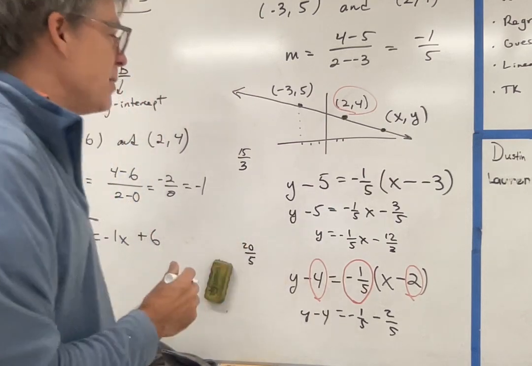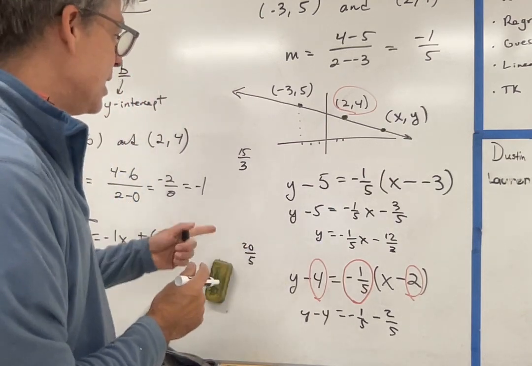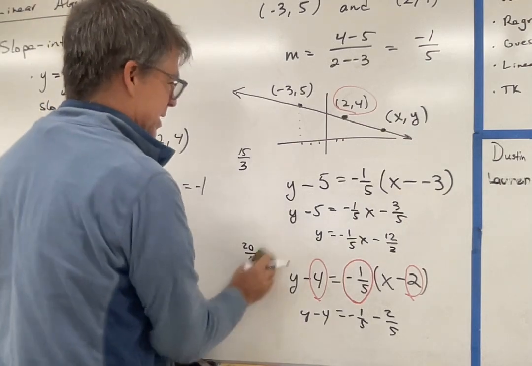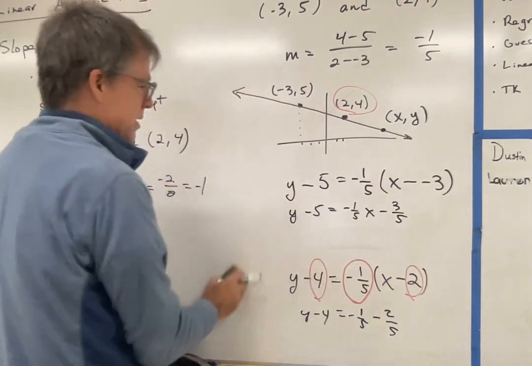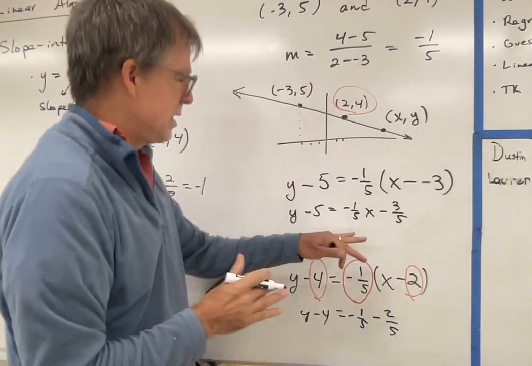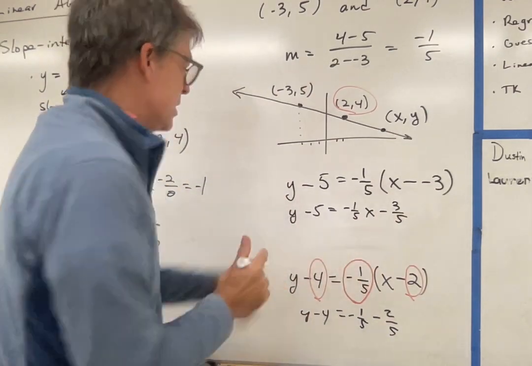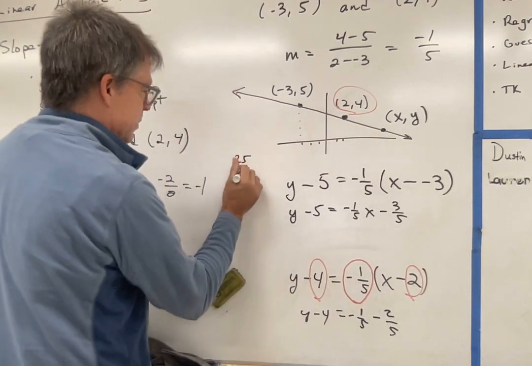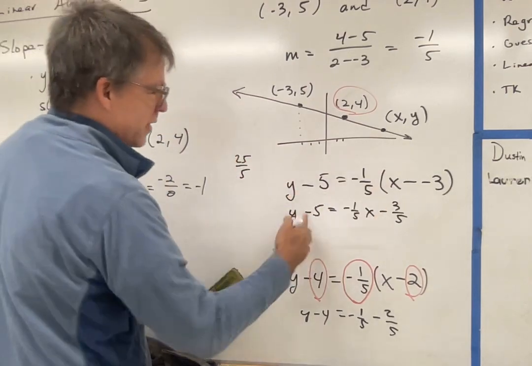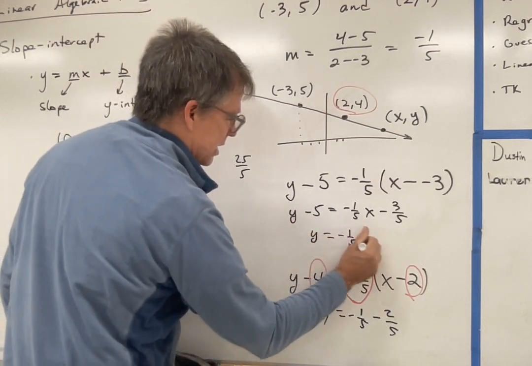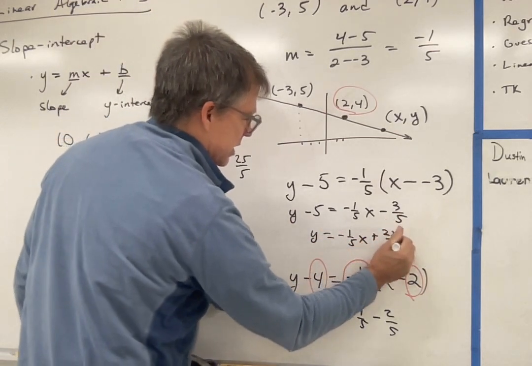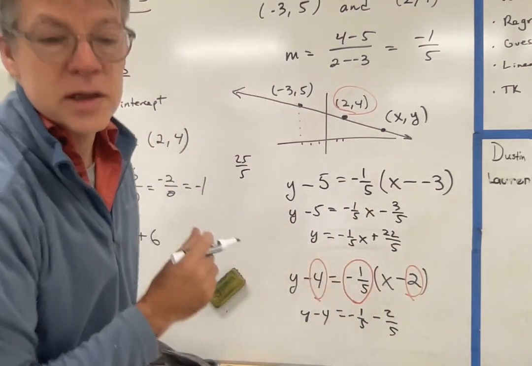Oh my gosh, I am so silly. I needed, oh my goodness gracious. You guys, I'm making a total jeepers creepers. Can I start over? Okay, this is right. What is 5? It's 25/5. So if I add 25/5 to both sides, I'm going to get y equals negative 1/5 x plus 22/5. I think that's right. Please tell me it's right.